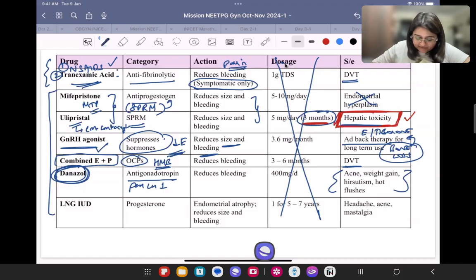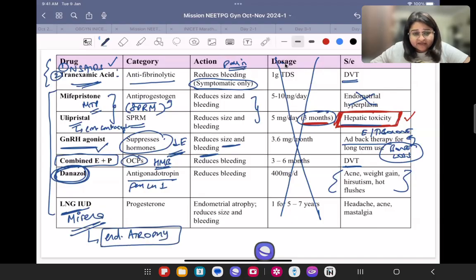ठीक है. Then we have the LNG IUD. We'll be talking about this tomorrow again. Mirena is the common one available. It is a progesterone containing intrauterine device. Now, whenever we have progesterones, and we give them long term, one of the mechanism of action of progesterone, it causes endometrial atrophy. So, kal I will be discussing this.